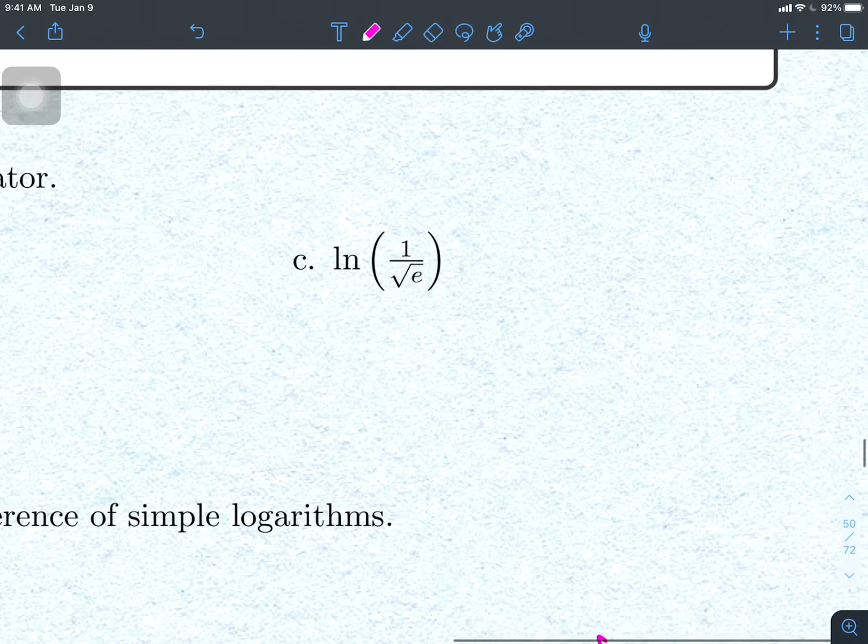Okay, and by rule number 6, we know ln of 1 is 0. So this is just ln of square root of e. Can we simplify this any further? Yes. How can I simplify it further? A square root can be written as an exponent. Square roots can be written as a 1/2 power. This is the same as ln of e to the power 1/2.